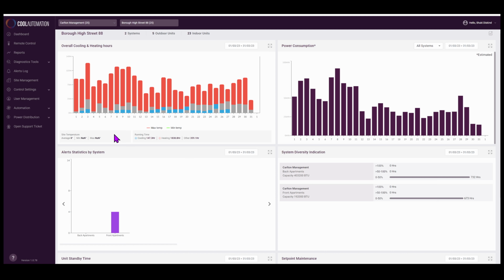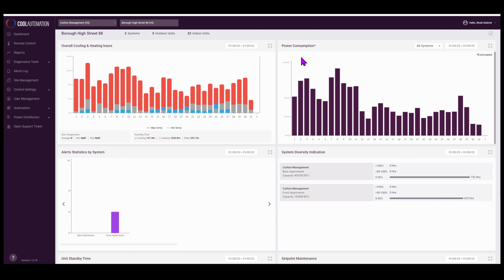So the first one is overall cooling and heating hours. I have here for each day of the month how many hours of cooling or heating operation between all the units together, and how many total hours between all the units together. I can see some additional information here at the bottom.